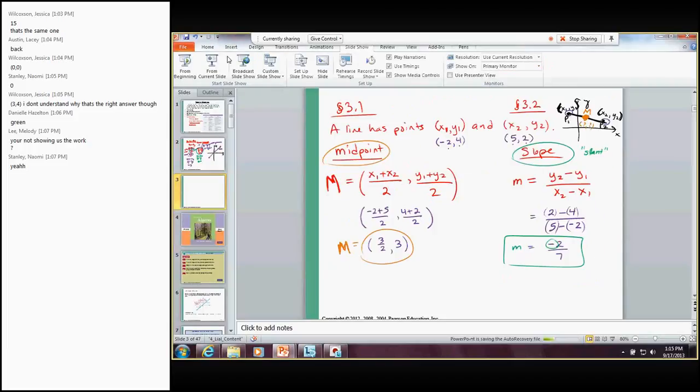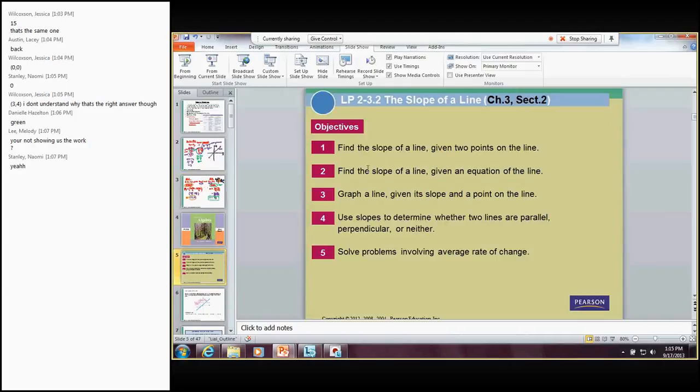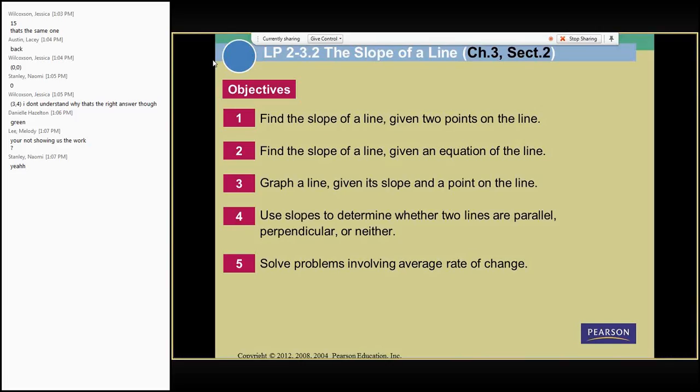All right, so that's an intro to what we're going to be doing today as far as slope goes. In section 3.2, it's going to ask you to find the slope of a line given 2 points on the line. There are different ways to find slope. The first way is to find it using 2 points, which is what we just did. Then they're going to ask you to find the slope if you're given an equation. Then they're going to go a different direction. Now they want you to graph a line given its slope and a point on the line.